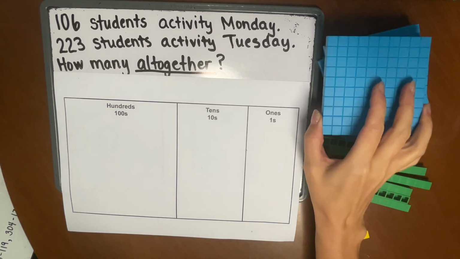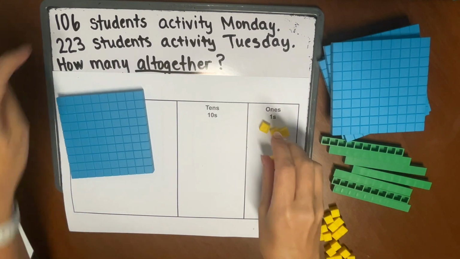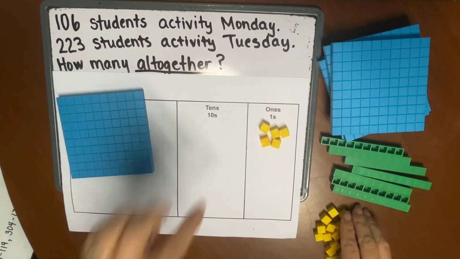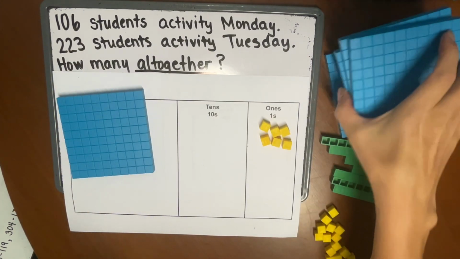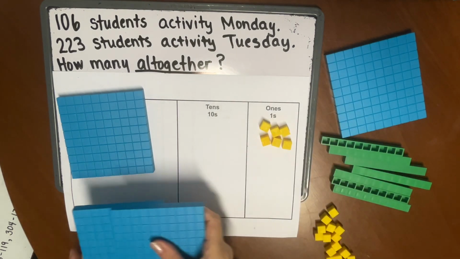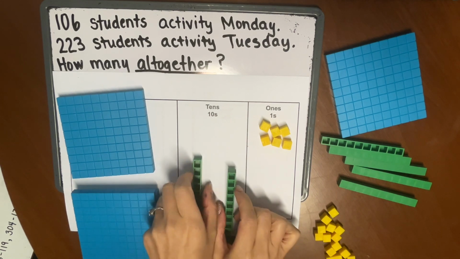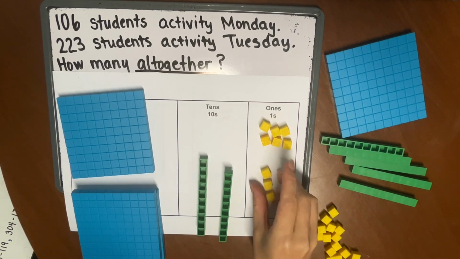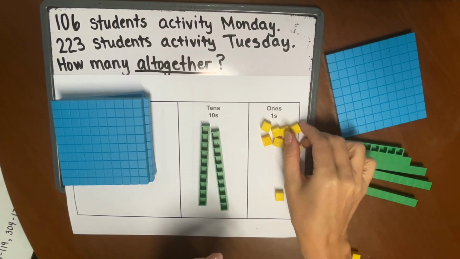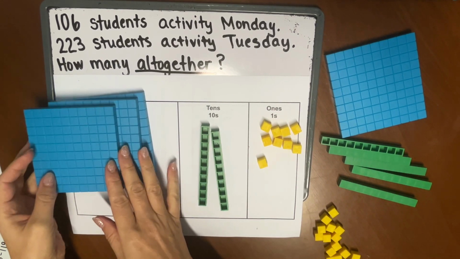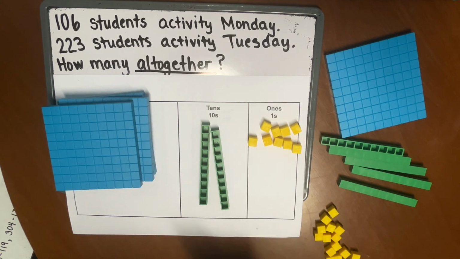Okay, let's try it. I know that 106 has no tens. There is a 0 in the tens. So I'm not going to put anything in the tens, just 106. 223 were on Tuesday, so I need 2 hundreds and 2 tens and 3 ones. Now let's put them all together. I can see that I have 300, 20, 8, 9, 29, 329.